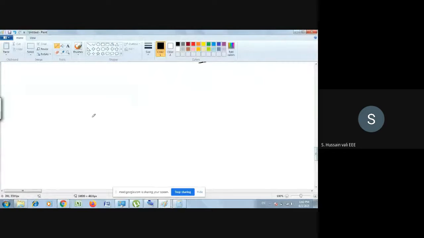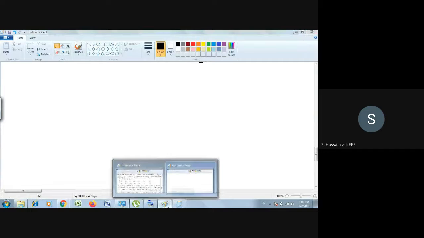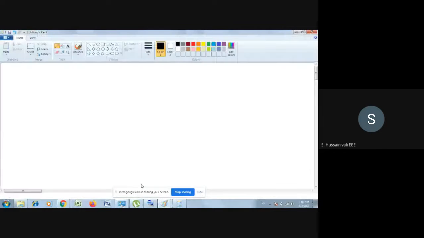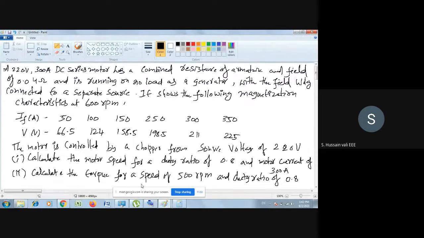And then what we do now is, after this, we solve a numerical problem. That will be fine. So now you see the numerical problem.